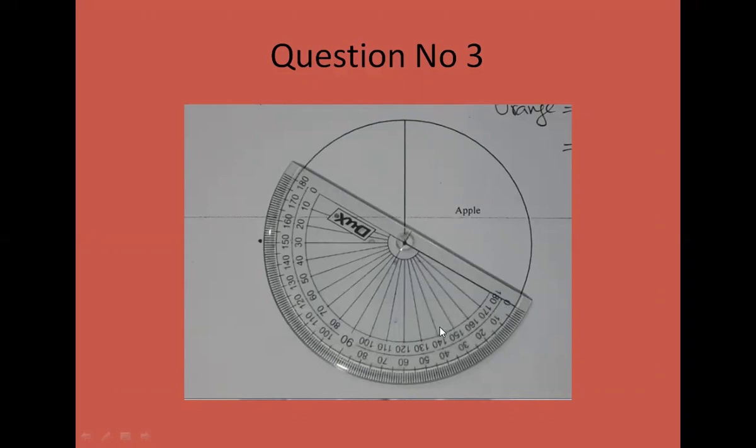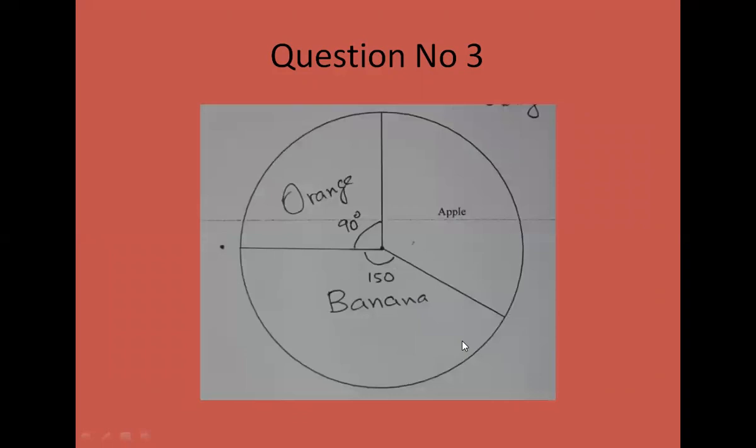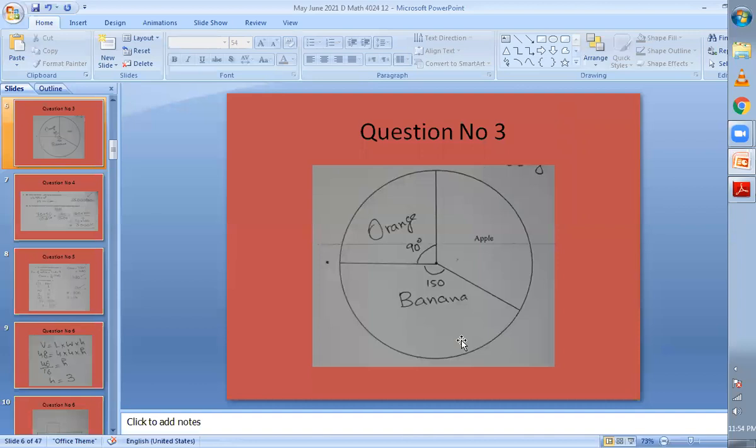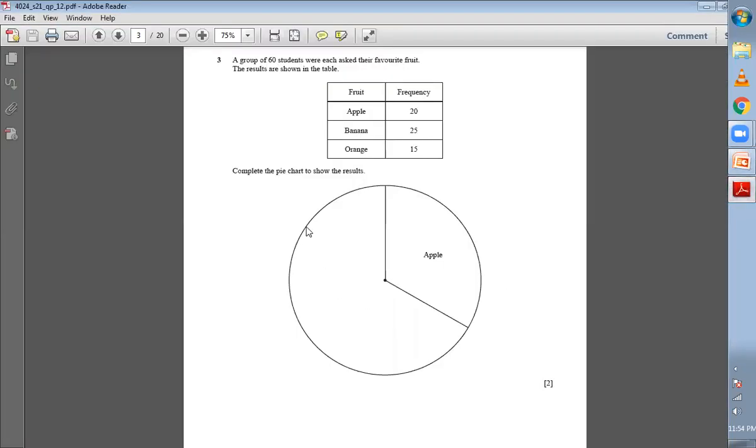This is 0. You count it 10, 20, 30, 40, 50, 60, 70, up to 150. Put a dot here, then join these points. Okay. So that will be banana, and automatically you will get the sector of the orange as well. So this is how you do that question, and that was question number 3. Okay, so let's move to the next part.